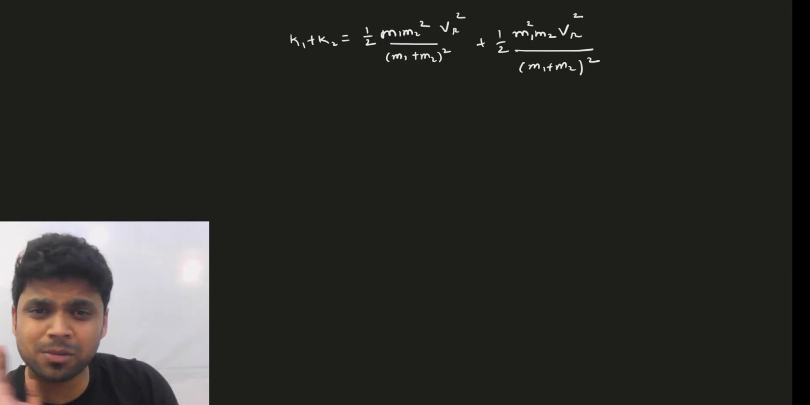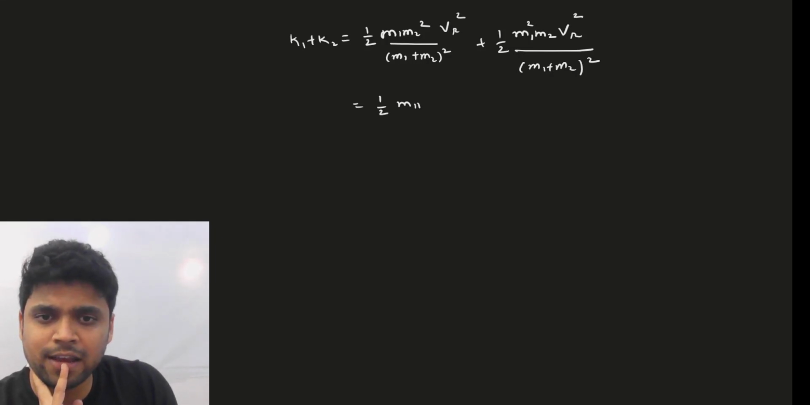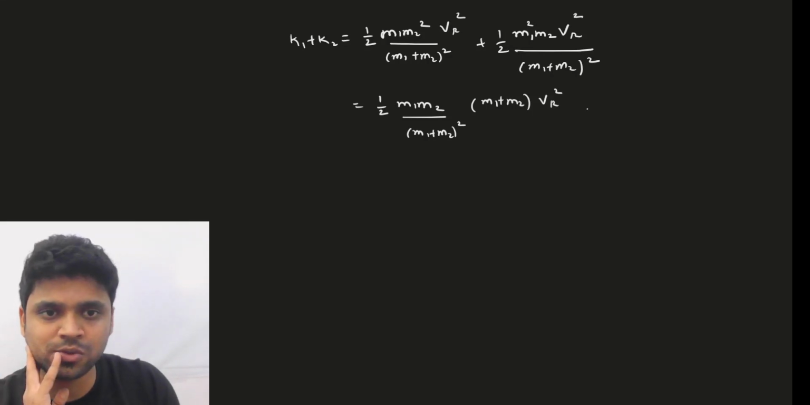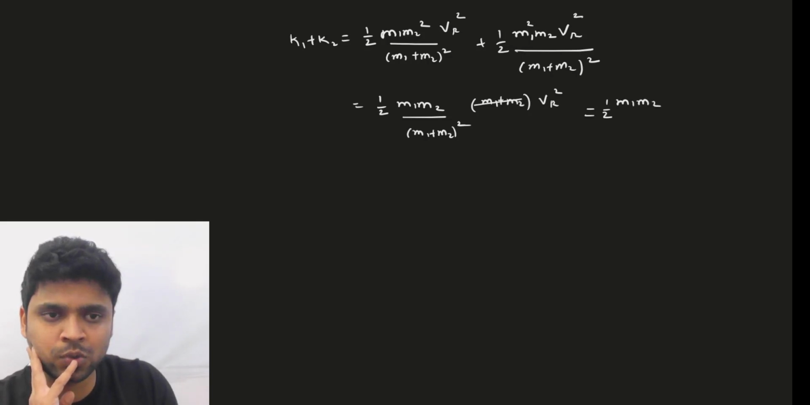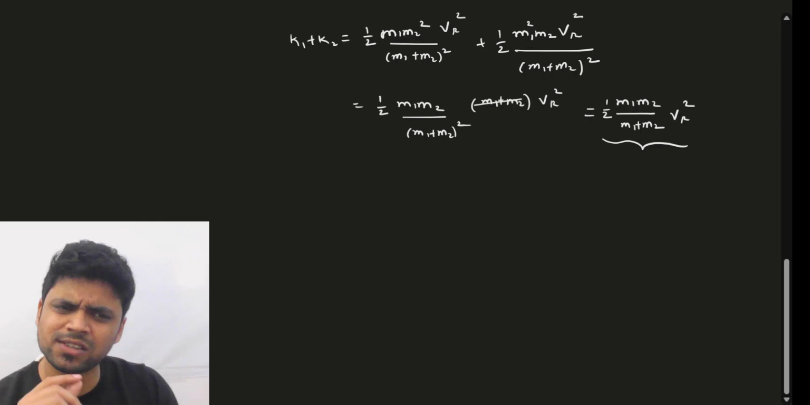So students, I just want to simplify this whole expression. It's just going to come out as half times, if I take m1 m2 common, and at the same time I'm also taking m1 plus m2 whole square common, I'll be left with m1 plus m2, and I'm also taking Vr square as common. So that is the whole expression. I'll simplify that. This m1 plus m2 and this square will get cancelled, students. So I'll simply have half times m1 m2 divided by m1 plus m2 times relative velocity whole square. So students, this is the expression.